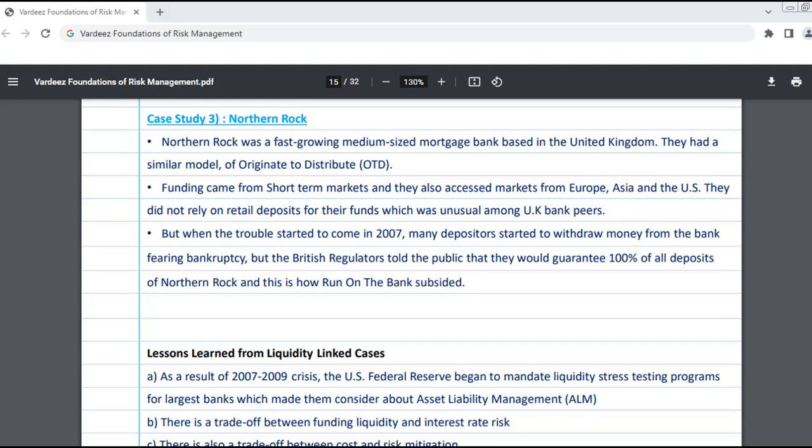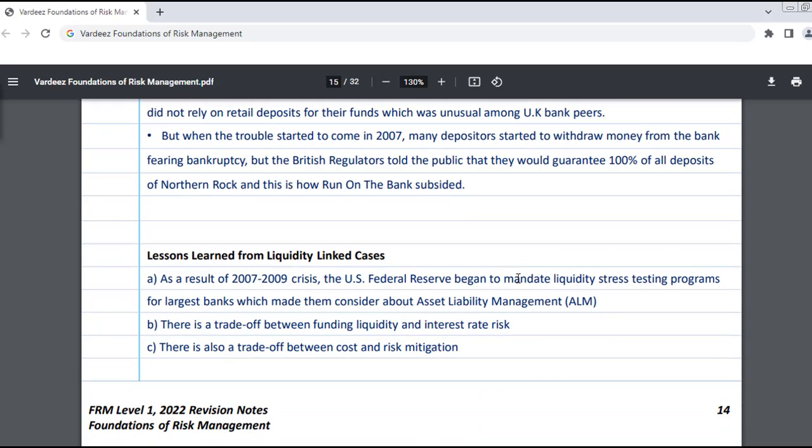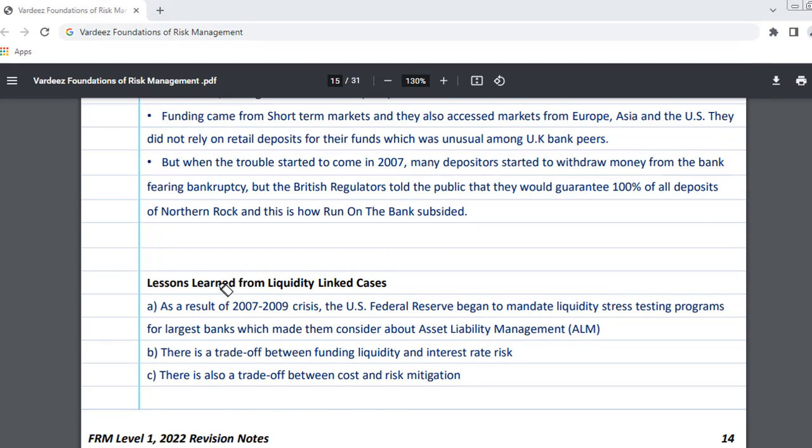Now let's talk about the lessons that we could learn from the liquidity linked crisis. So let's learn some of the lessons from the liquidity linked cases that we have seen. Now, as a result of the 2007-2009 crisis, the US Federal Reserve began to mandate liquidity stress testing programs. That means they asked the largest banks to focus on stress testing, specifically keeping a focus on the liquidity programs, because we all know for a bank liquidity is so important. Okay, so this was emphasized. Also made them consider asset liability management. Now this asset liability management is important. I'm going to give you an example.